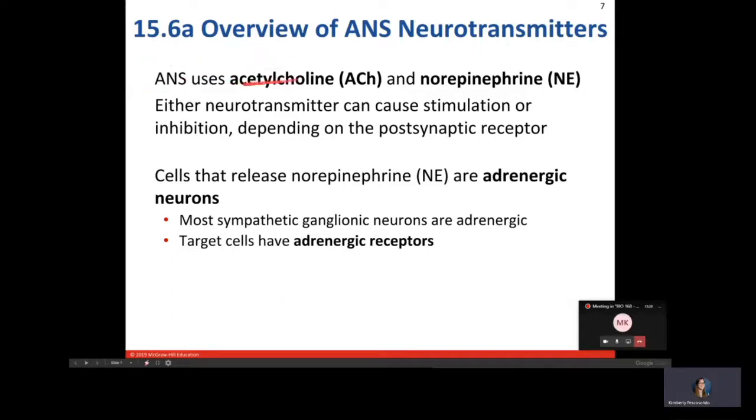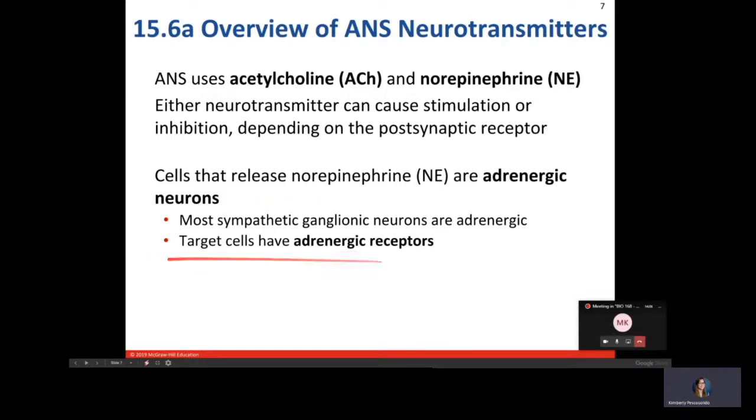So the other type of neurotransmitter that is used in the autonomic nervous system is norepinephrine. And so norepinephrine is a catecholamine. As we said, another name for it is noradrenaline. And it helps to remember that another name is noradrenaline, and then epinephrine is also known as adrenaline, because cells that release norepinephrine are called adrenergic neurons. So think adrenaline, like adrenergic neurons. And so most sympathetic ganglionic neurons are adrenergic. So of the two systems, the sympathetic is the only one that uses norepinephrine.